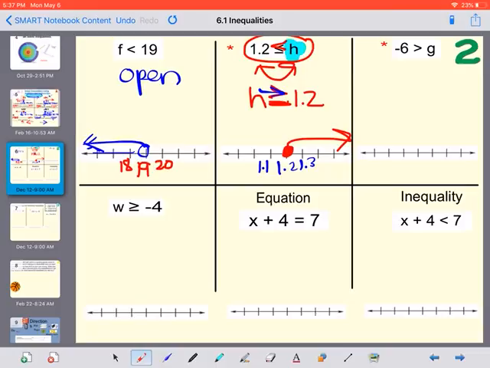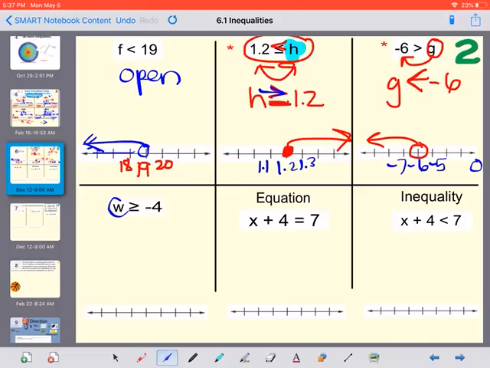Same thing with this next one. We need the letter on the left, so we need to flip-flop these around. G, -6, and the alligator's eating the -6, so it still needs to be when we flip it around. So we have number -6. 0 would be over here to the right, so going to the right we have -5, and on the other side, -7. So we have an open circle, there's no equal to, we're just less than -6, and less than is going to be to the left.